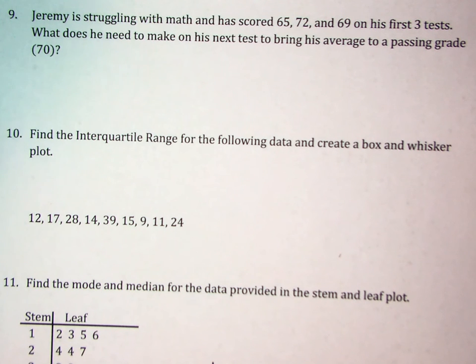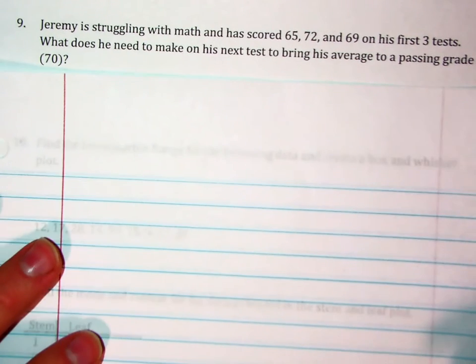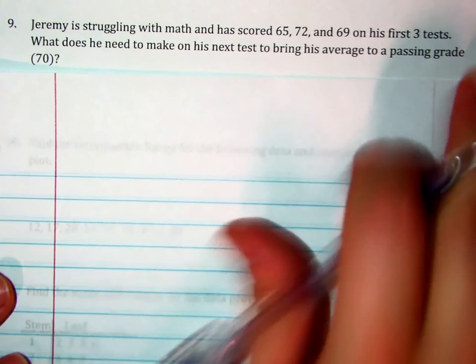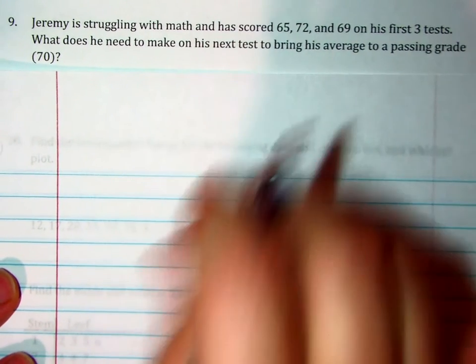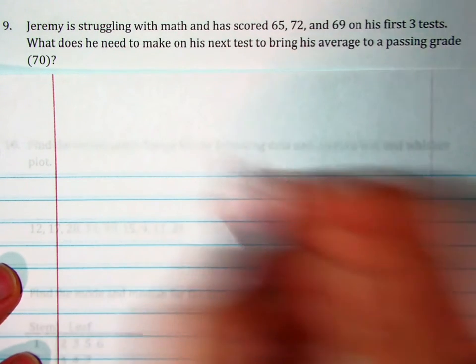Problem 9. Jeremy is struggling with math and has scored 65, 72, and 69 on his first 3 tests. What does he need to make on his next test to bring his average to a passing grade? Again, I'm going to bring back the notebook paper here so we can work a little bit more neatly. So, he currently has 3 grades, and I could figure out his current average, but that doesn't really answer the question. We want to know what he needs to make on a 4th grade.